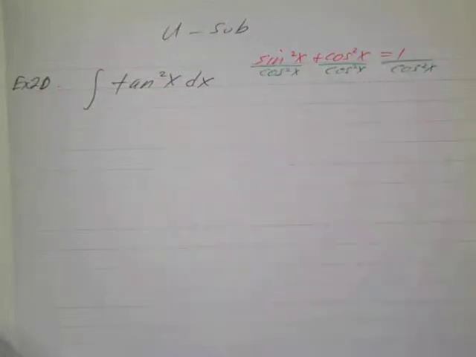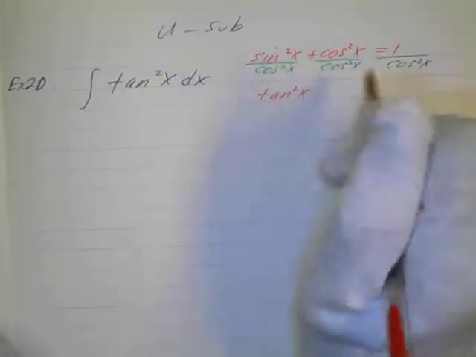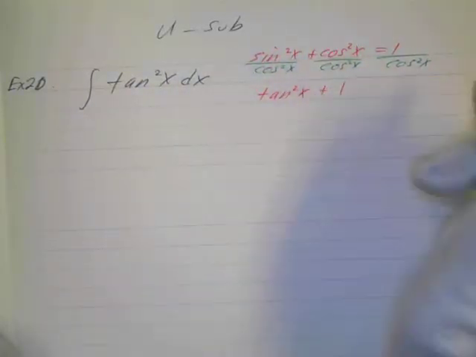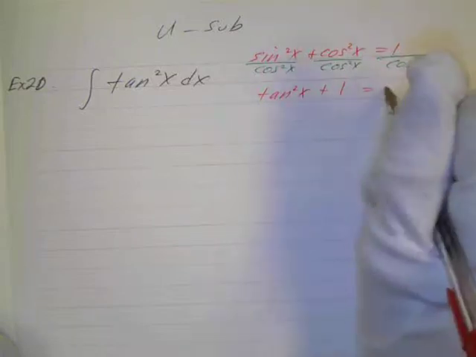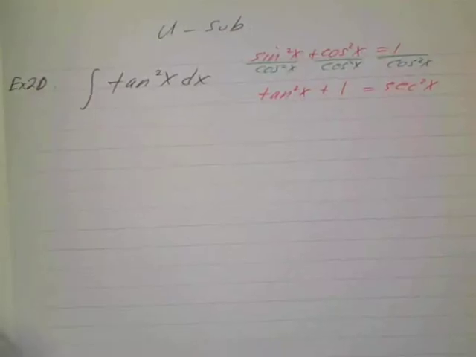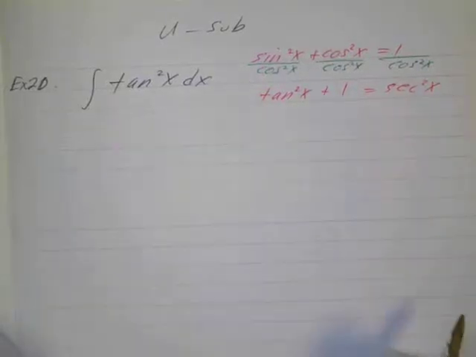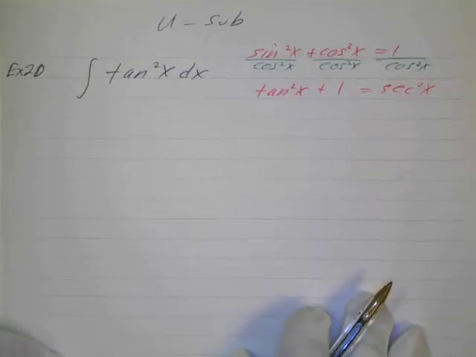And this is going to be the tangent squared. This is going to be 1, and 1 over the cosine squared is just the secant squared. And we know that secant squared is the antiderivative of the tangent. So that works out really nice. So we won't have to do a u-substitution.